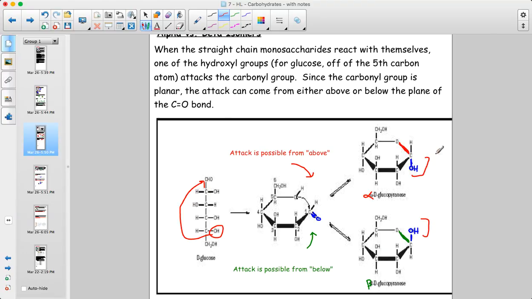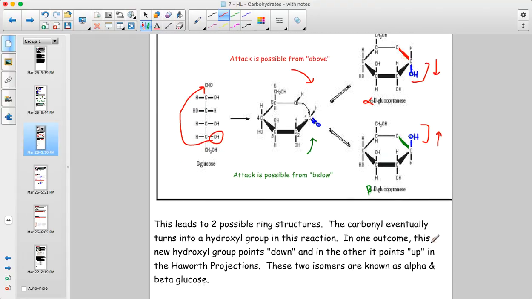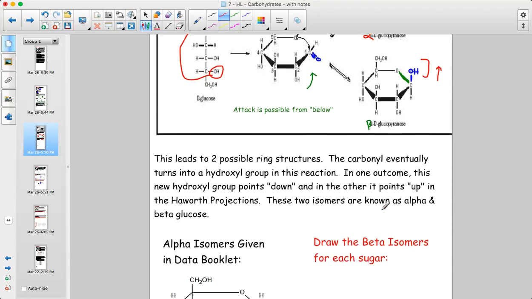And so the distinction between an alpha glucose ring and a beta glucose ring is simply whether or not this hydroxyl group on the number 1 carbon is pointed down or pointed up. In an alpha glucose, it's always pointed down, and in beta glucose, it's always pointed up. So that's the distinction between alpha and beta glucose.